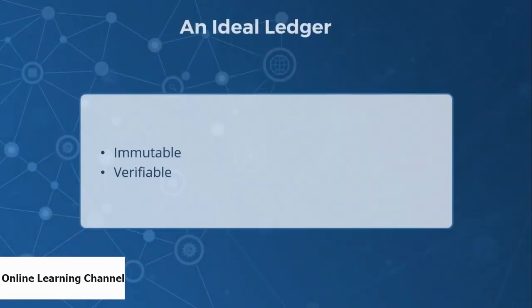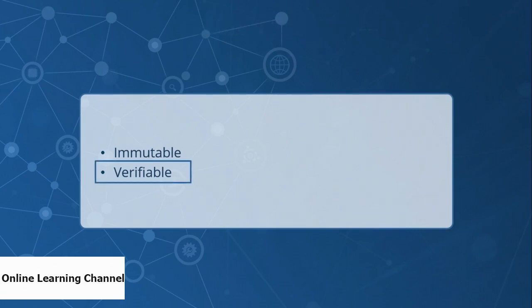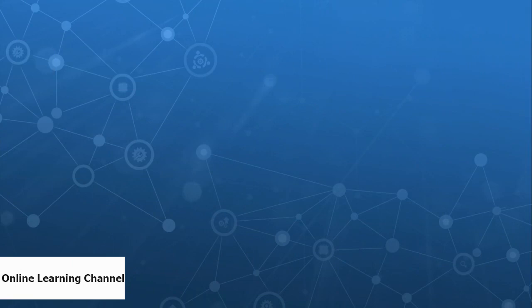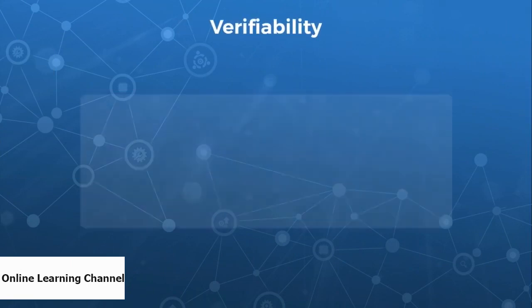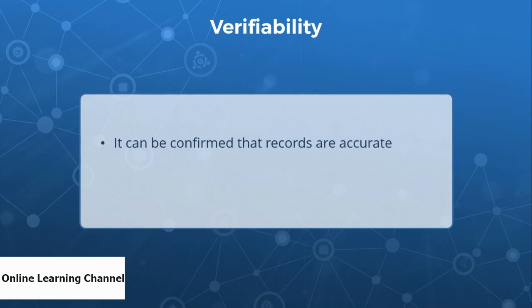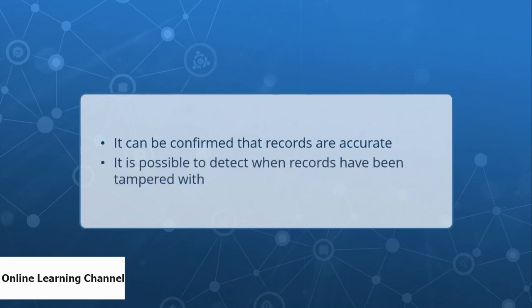And this detection is possible if all of the records on that ledger happen to be verifiable. Just to summarize, the verifiability of a ledger means that it can be confirmed that all of the records which make it up are indeed accurate. And in case there is some tampering which has been performed, it is very simple to detect this fact.